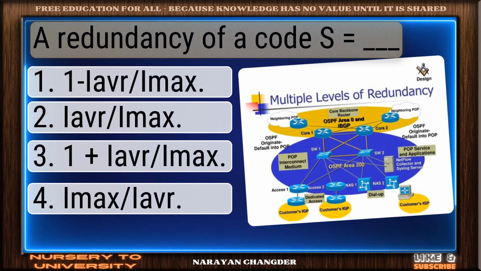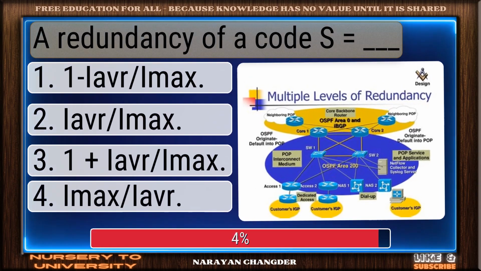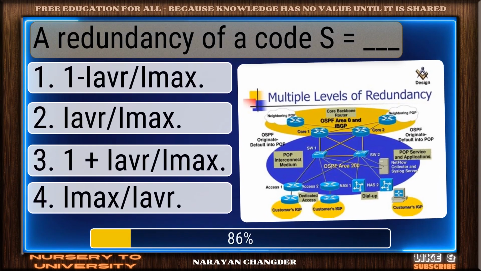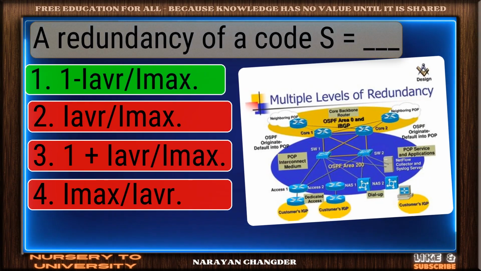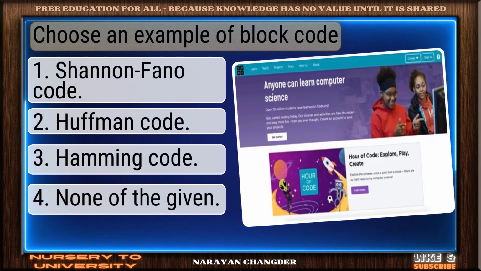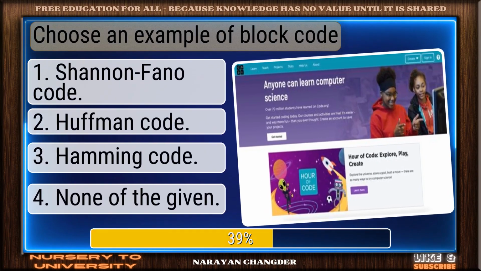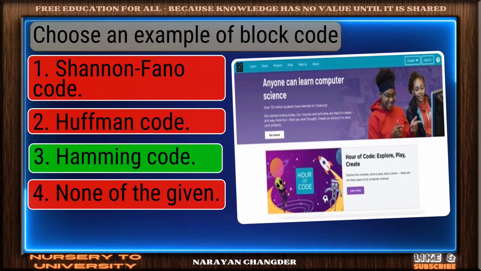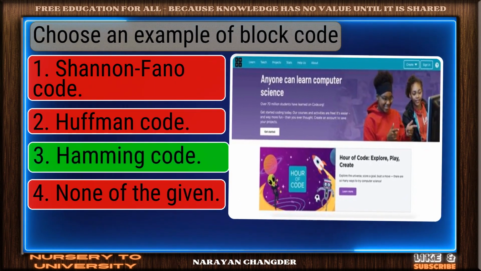A redundancy of a code equals dash. Smart move. 1 minus R over R max is an accurate answer. Choose an example of block code. Valid point. Hamming code is true.